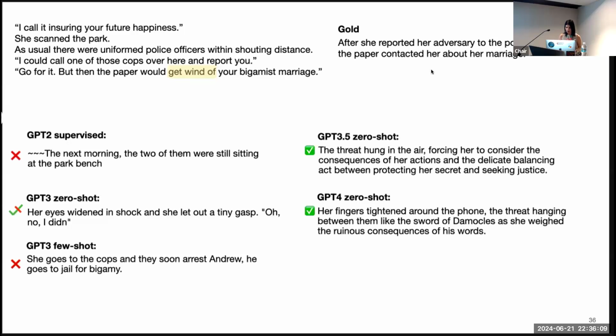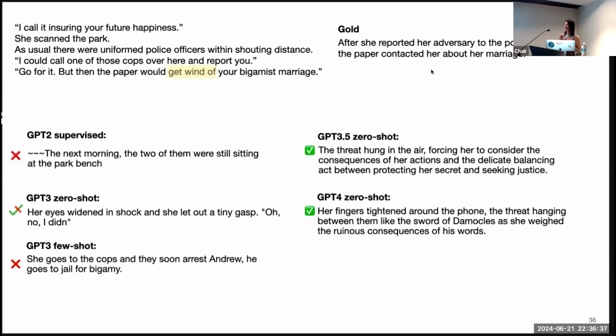GPT 3.5 generated: "The threat hung in the air, forcing her to consider the consequences of her actions and the delicate balancing act between protecting her secret and seeking justice." And GPT-4 generated: "Her fingers tightened around her phone, the threat hanging between them like the sword of Damocles, as she weighed the ruinous consequences of his words." This is very good.